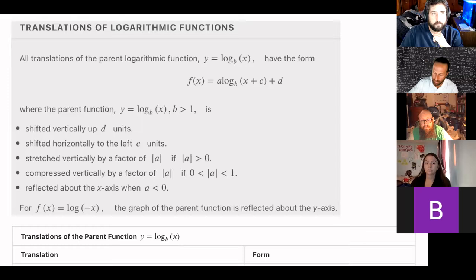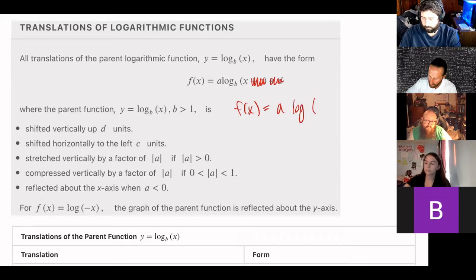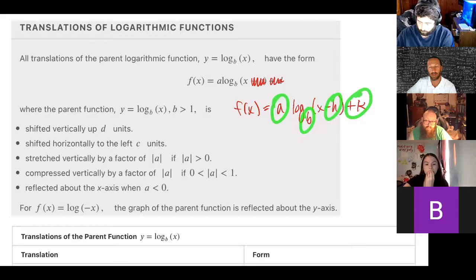So to wrap, what I'm going to make sure that you guys do is instead of using this, my suggestion is to use this. A times the log of x minus h plus k with our base b. And if you can tell me what all of those variables change or represent, then you are doing phenomenal.